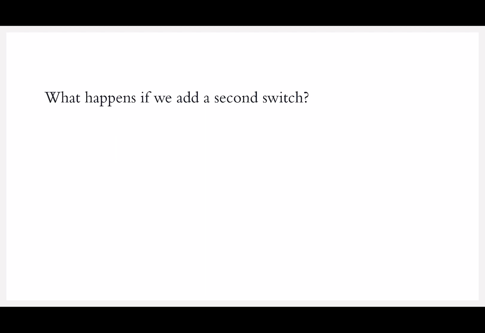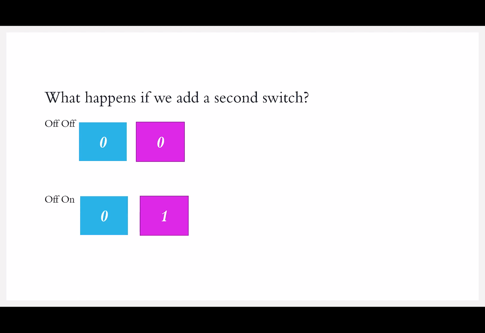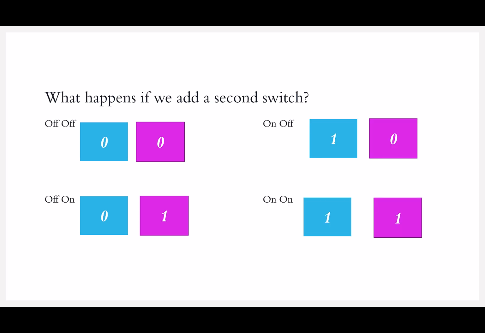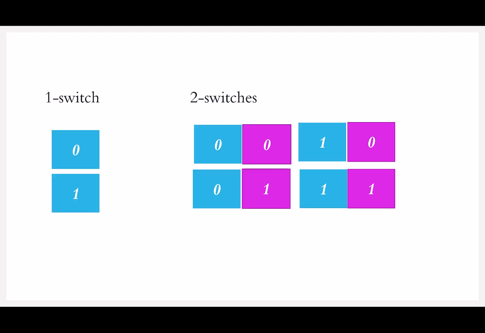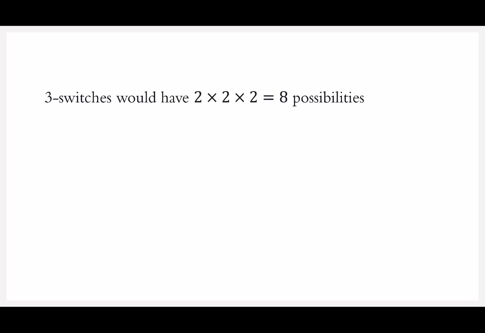What happens if we add a second switch? Well, now we could have off, 0, 0. We could have off-on, 0, 1. We could have on-off, 1, 0, or on-on, which is 1, 1. Notice that every time we add a switch, we have two new possibilities. With one switch, we have two choices. With two switches, we have four choices. Three switches would have 2 times 2 times 2, which is 8 possibilities.